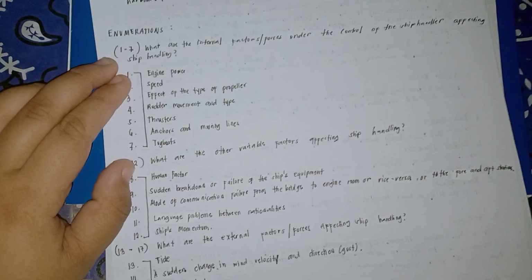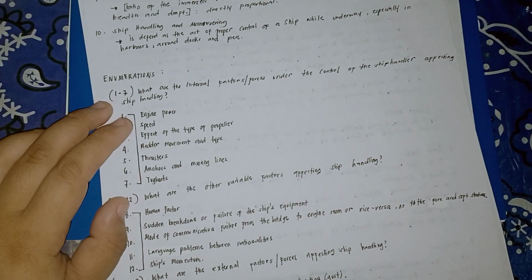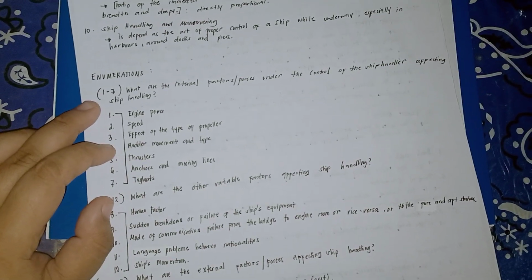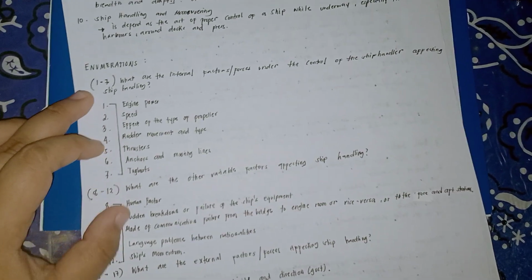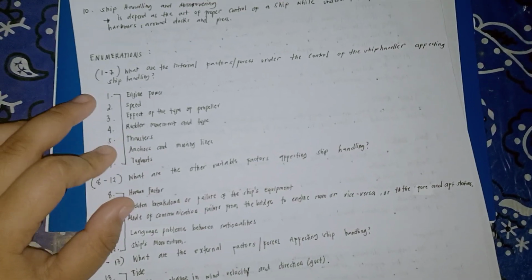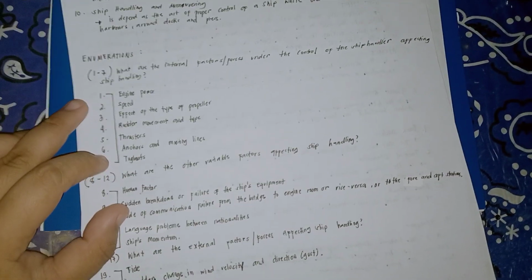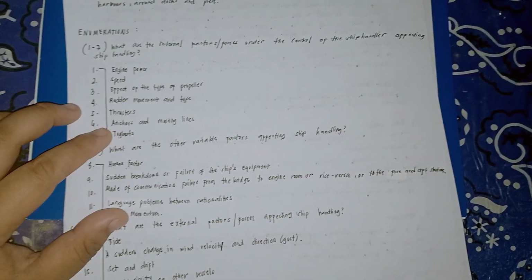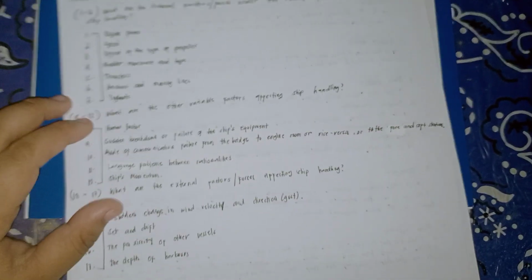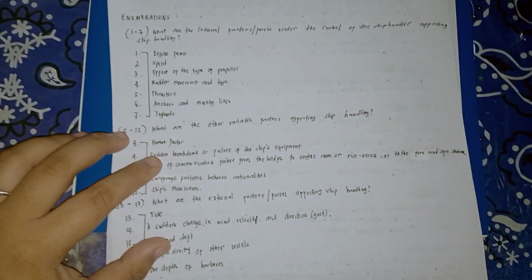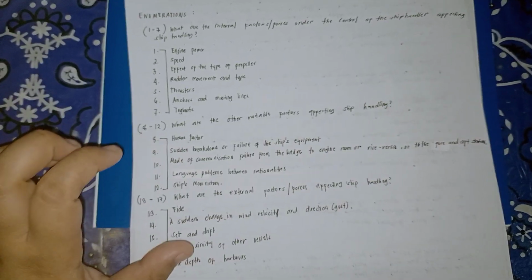So we have number 1, engine power. Number 2, speed. Number 3, effect of the type of propeller. Number 4, rudder movement and type. Number 5, we have thrusters. Number 6, we have anchors and mooring lines. For number 7, we have tugboats. For 8 to 12, what are the other variable factors affecting ship handling?